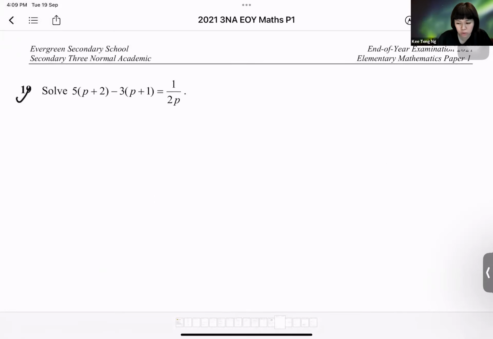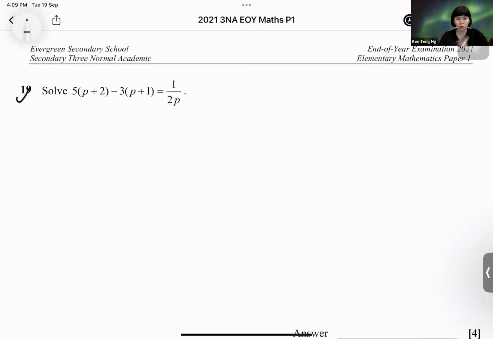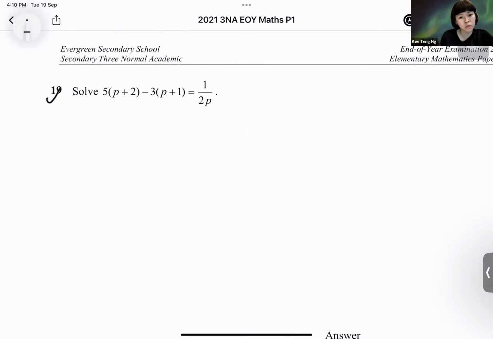Next one over here. This is the algebra question. For this part over here, solve this whole equation. So first, let's expand and simplify whatever we have here.